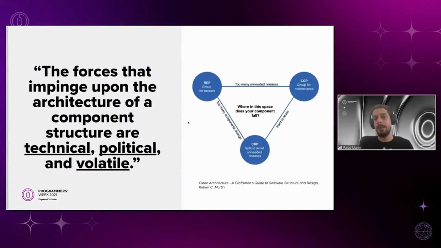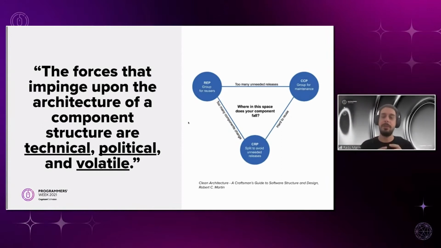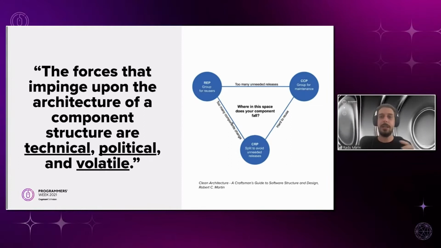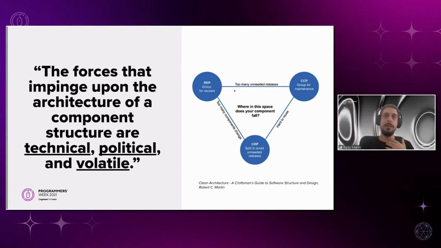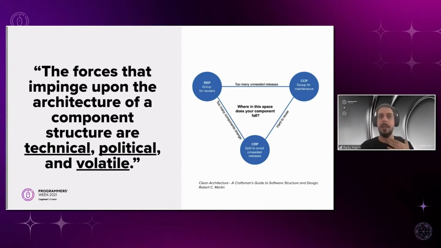And what you have to understand is that these 3 principles create this triangle of forces. And you are smack in the middle of this triangle, and they're all pulling in different directions, and you have to find the balance of your component. And this balance is found by looking at the technical, the political, or the business rule changes, and understanding the software is volatile, and understanding that priorities shift along time.